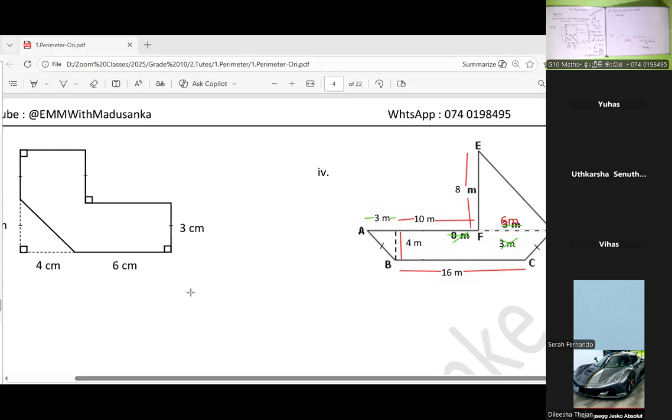The boat again. Figures, right? Perimeter. Find the perimeter of this boat. This length is 3 meters. This length is 4 meters. This length is 10 meters. 8. And this length is 6 meters. Right? Cancel these 3 and 0.